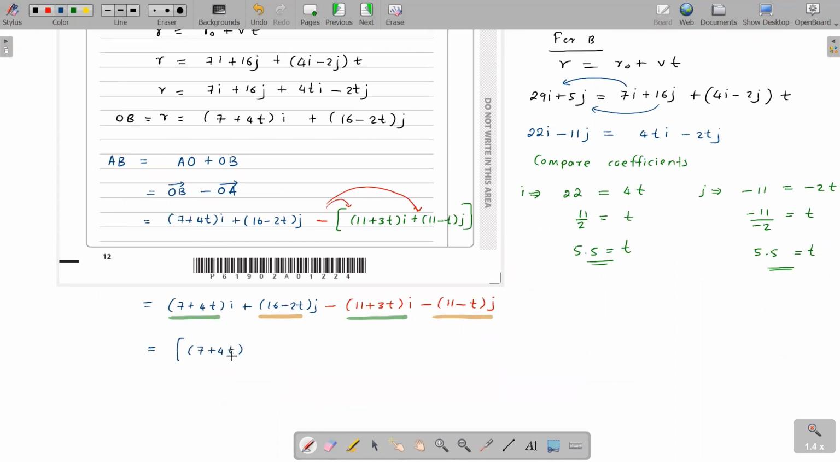(7 + 4t) i minus (11 + 3t) i. Can you see? This is all with i, so I took it outside a large bracket: (7 + 4t) minus (11 + 3t). Can you see? For j also: (16 - 2t) minus (11 - t).